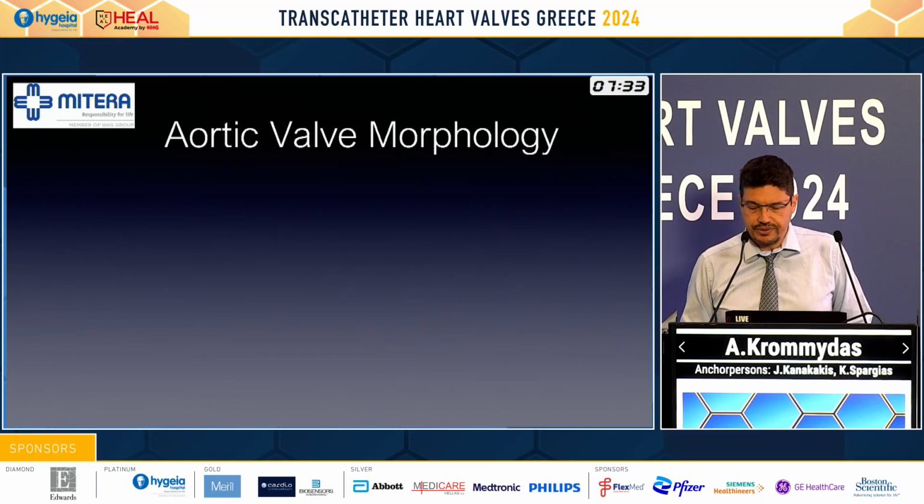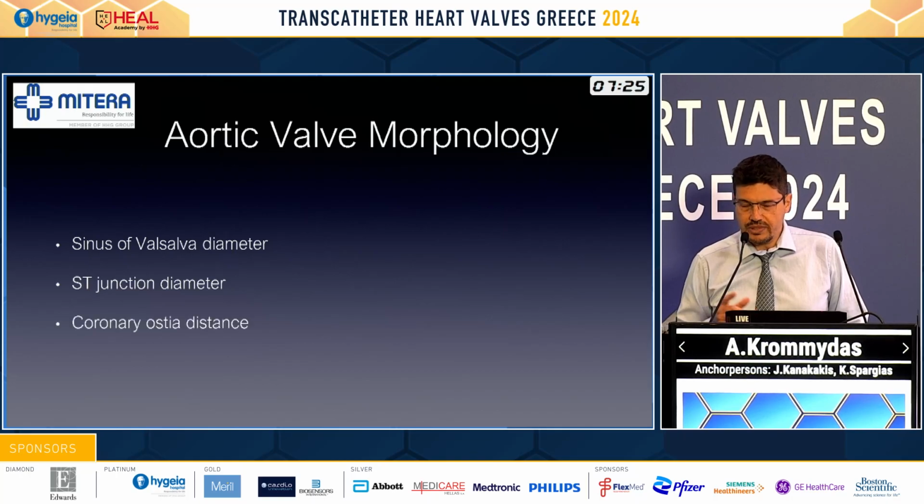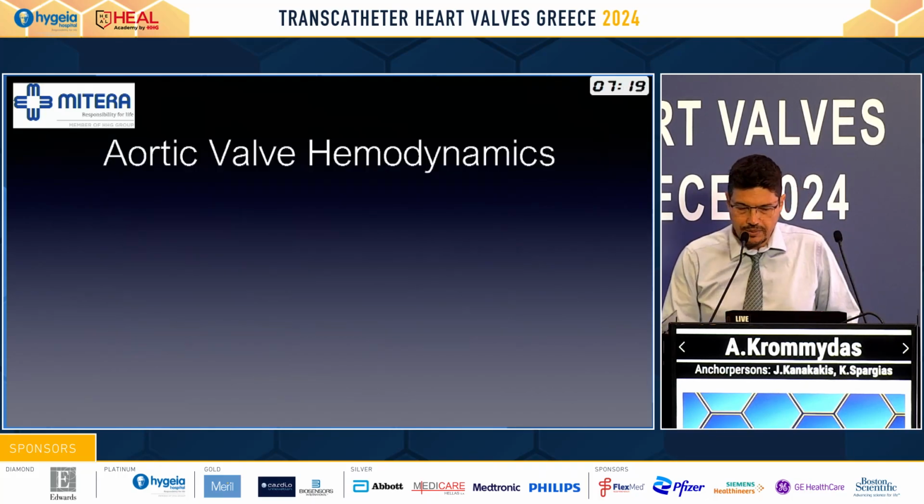Continuing with the aortic valve morphology, we measure the diameter of the sinus of Valsalva, the sinotubular junction diameter, and the distance from the ostia. This is mainly done with CT, of course, but we can do that pretty well with 3D echo as well.